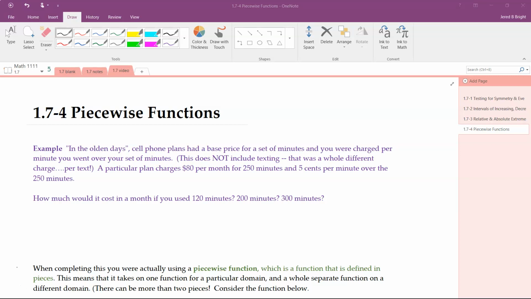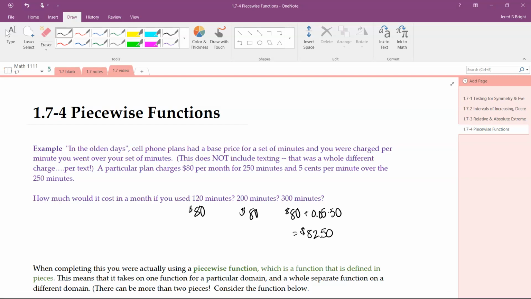Now, I imagine you might be able to solve this quite quickly. You say, okay, 120 is less than 250, so this is just the $80. If it was 200, that's still under the 250, so this is $80. But then the 300, that's over, so you'd be charged the $80 for the 250, and then you'd be charged 5 cents for the remaining 50 minutes. If you do this, you figure out your bill would be $82.50, assuming I did my arithmetic correctly. So 50 minutes over and it's only $2.50.